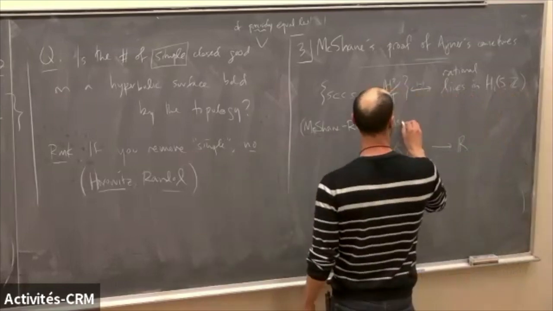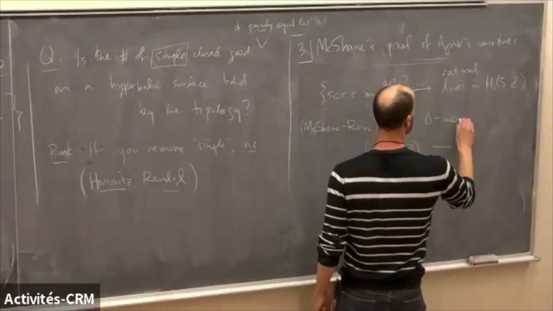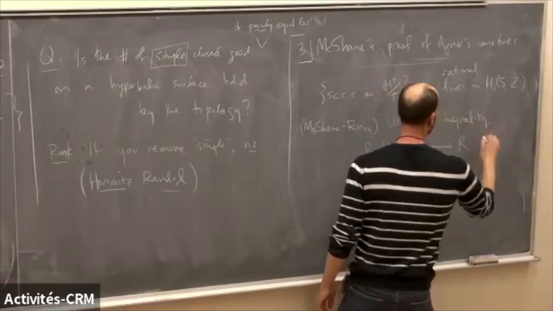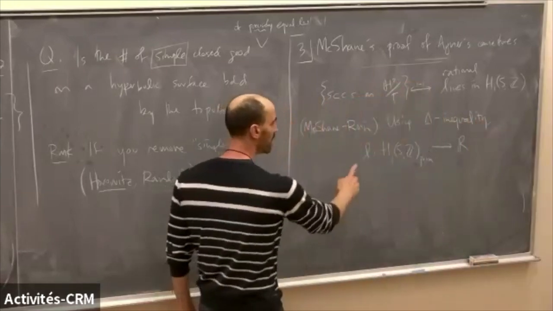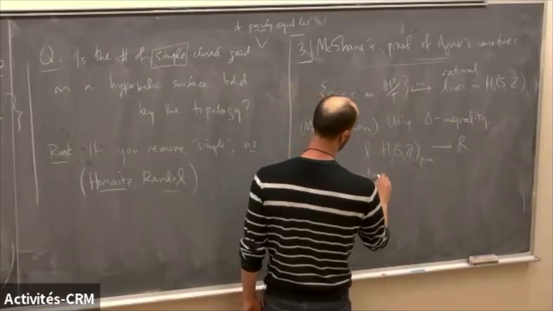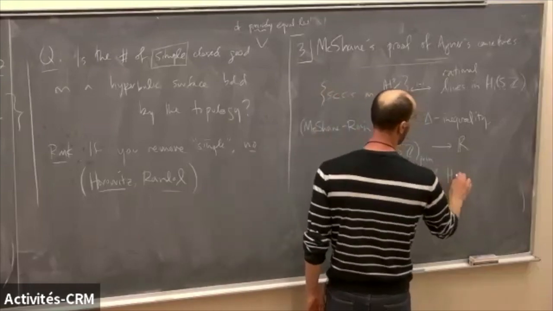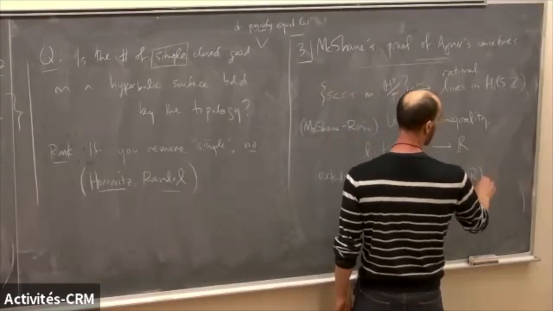And if you notice that this length function satisfies a triangle inequality, you can extend this length function. So this extends continuously to a length function on all of the real vector space.